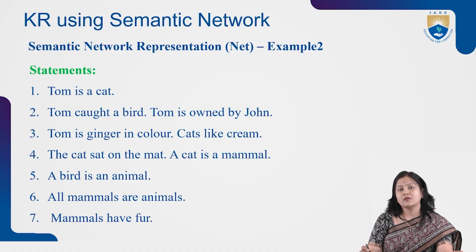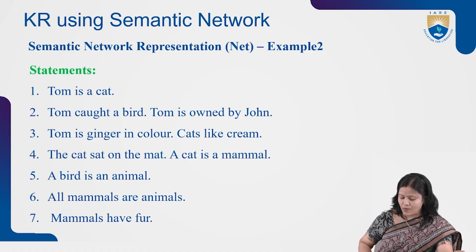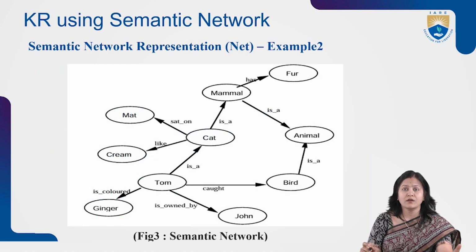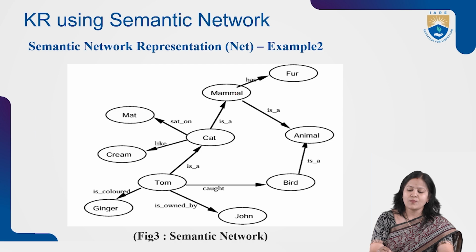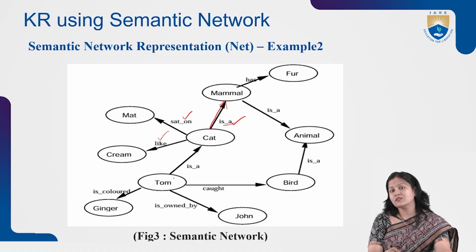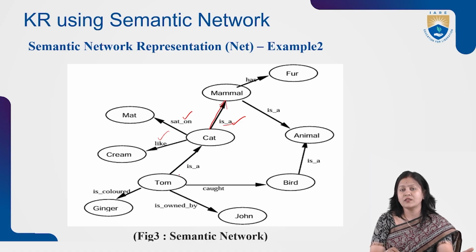So how can we represent all these statements in the form of a network? You see the diagram here. Cat is a mammal here. So the relationship is a. Now cat sat on the mat. What is the relation? Sat on. Now cat likes cream. So like is the relation between cream and cat. Now, this is very important. Let me tell you here how you have to put the arrow mark, from which node to which other node.